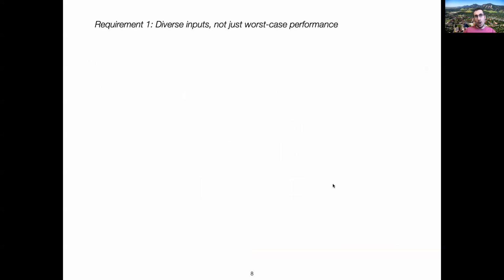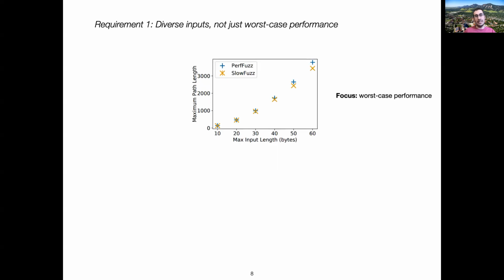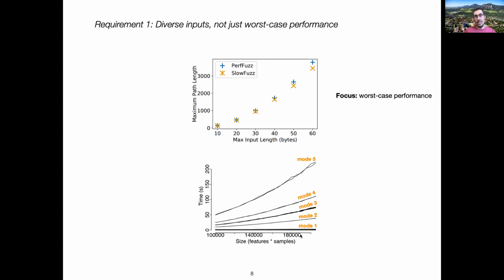It turns out that there are requirements. Requirement 1 is to generate diverse input, not just the worst case one. Existing performance fuzzers such as SlowFuzz and PerfFuzz focus on the worst case performance. They are looking for a single input that can cause huge degradation in the performance. Whereas differential performance bugs may not necessarily manifest from the worst case performance. In the plot at the bottom, you can imagine that the differential performance bugs are manifested from mode 2 and mode 4. None of them are the worst case one. Therefore, we need to generate inputs to explore as many performance modes as possible.